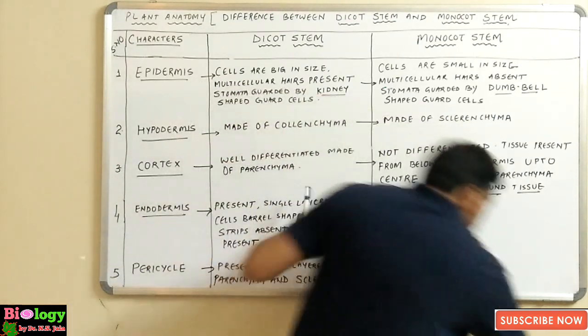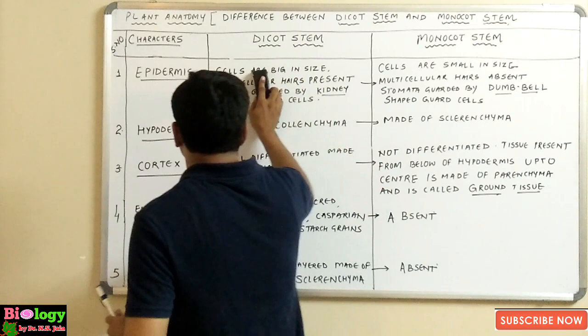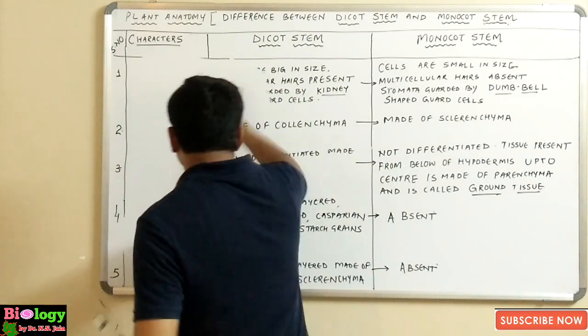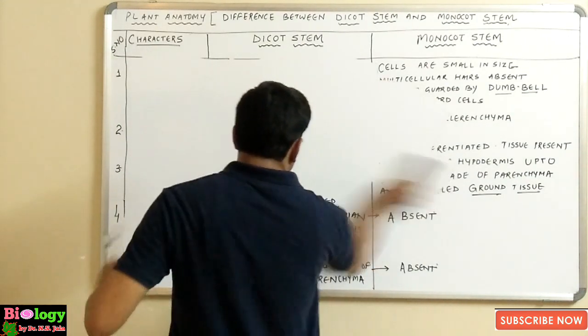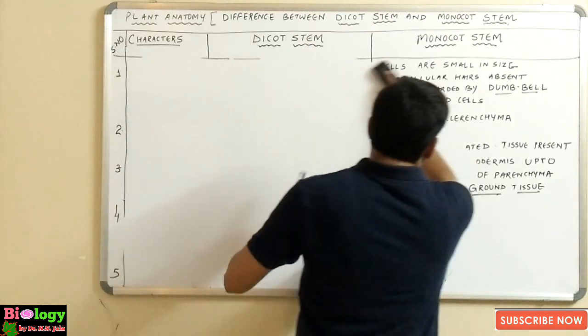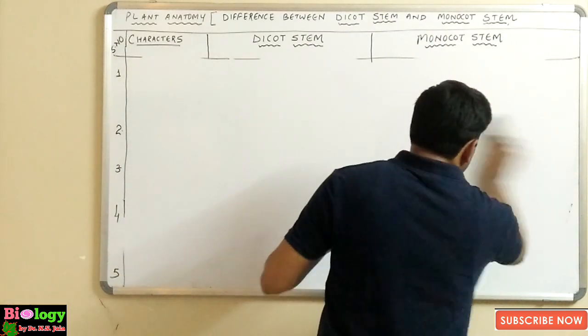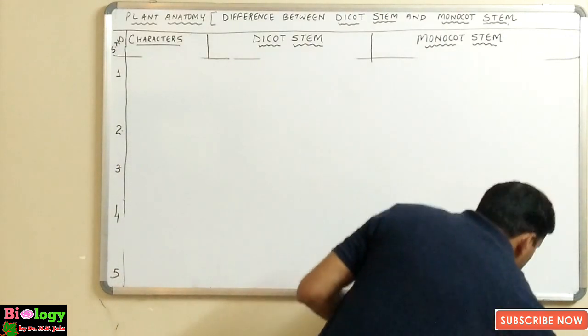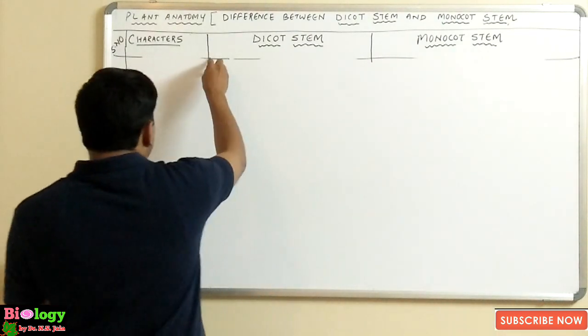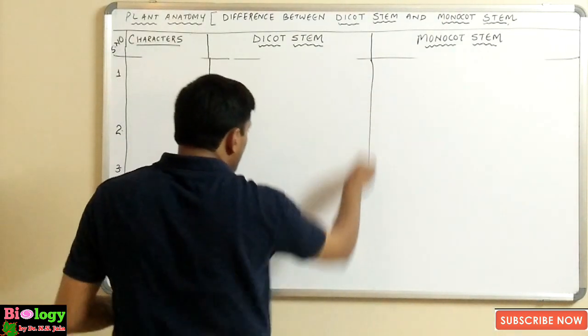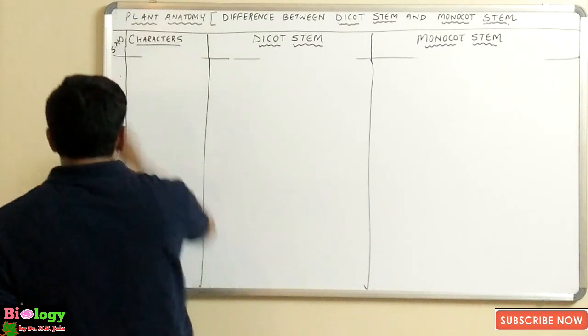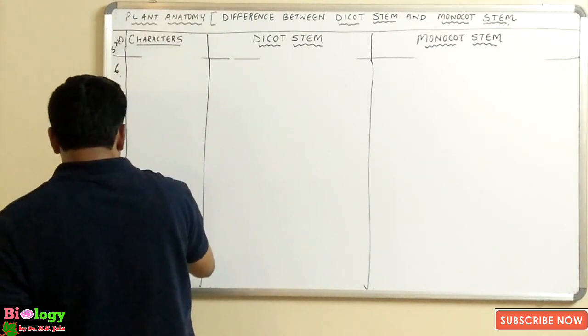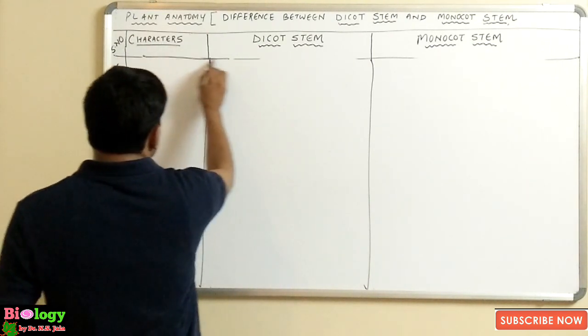Some more features are there, you just have a look here. Now coming to the sixth point, we'll be discussing the stele, that is, what type of stele is present in the dicot and monocot stem. So this is the sixth point, and that is known as the stele.